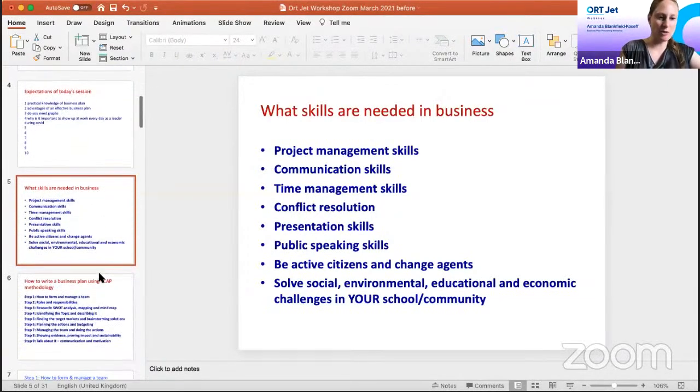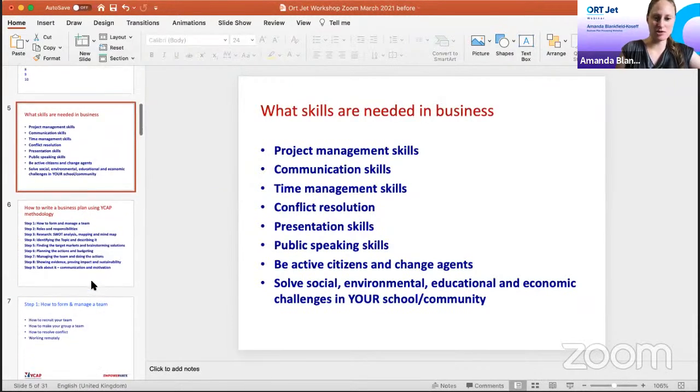So that's what our organization does. And that's why it's very important to mention that. Solving social, environmental, educational, and economic challenges in your community. I say school or community because, as I say, we run a program in schools, but this applies to everyone. Every business should have this focus.